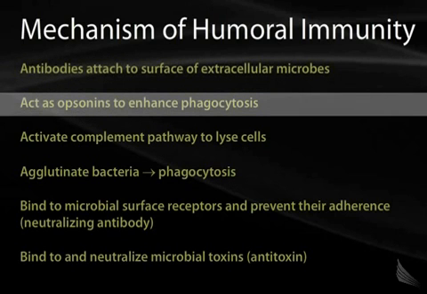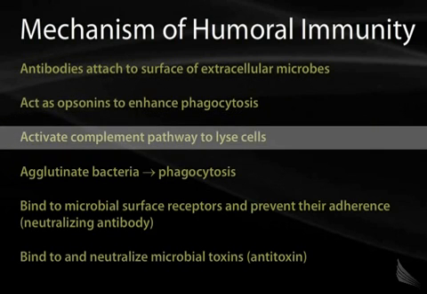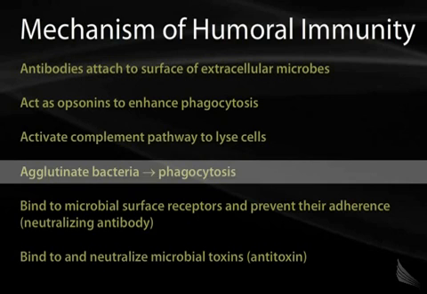They can act as opsonins to enhance phagocytosis. They will bind to a prokaryote, and then macrophages and neutrophils that have receptors for these antibodies can come in. They will recognize the antibodies, and in that aspect, the antibody is telling the phagocyte what it needs to destroy. Antibodies can also activate the complement pathway to lyse cells, specifically the classical complement pathway. Antibodies can agglutinate bacteria, which also enhances phagocytosis.